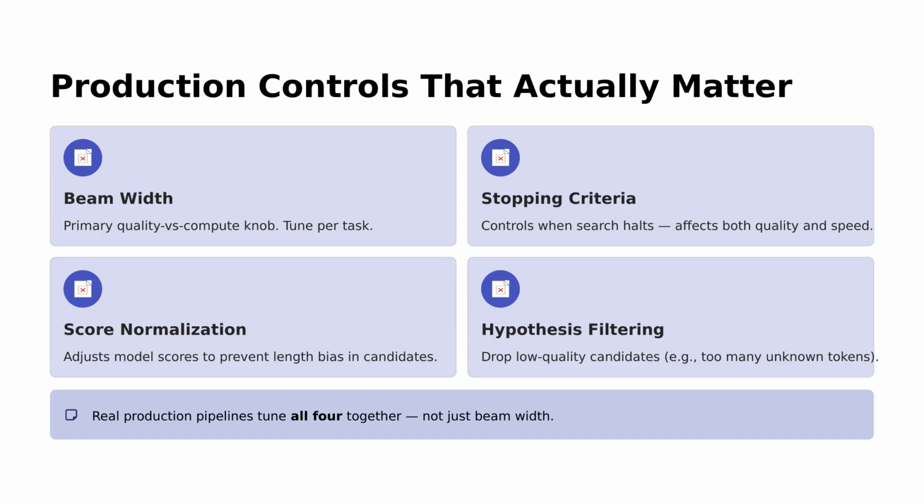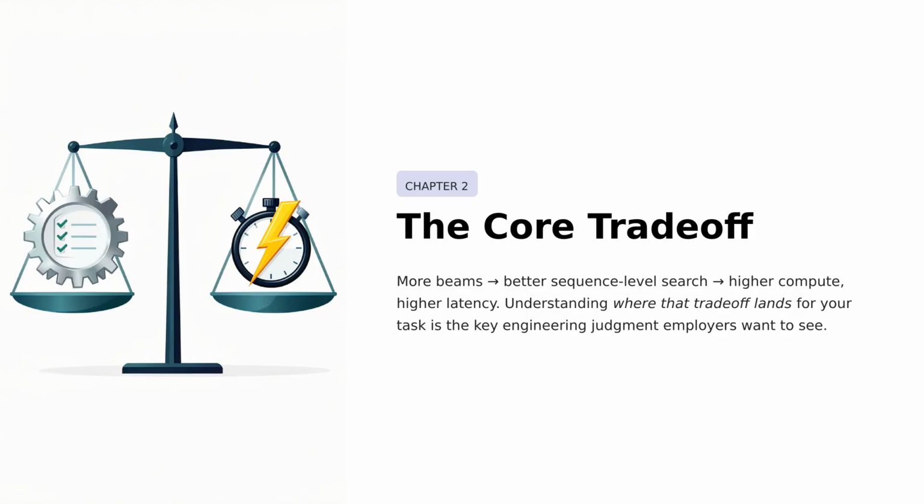In production, beam width isn't the only setting that matters. It's the main quality versus compute trade-off. But the best results come from tuning it alongside 3 other controls. Stopping criteria determine when search ends, affecting both speed and output quality. Score normalization helps avoid unfair bias toward shorter or longer candidates, and hypothesis filtering removes clearly weak options. In practice, strong decoding comes from balancing all 4 together.